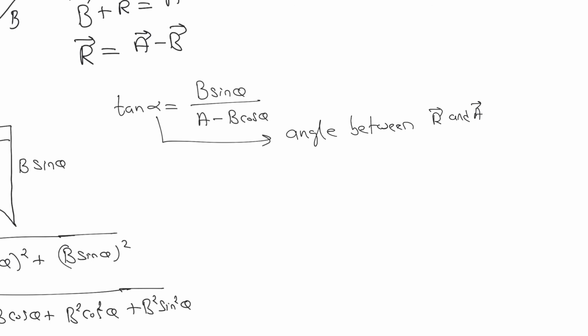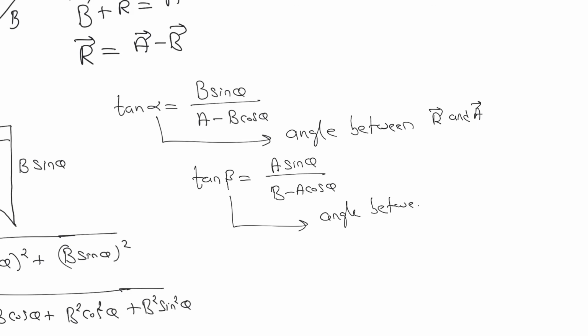Same as that, if you'd like to find out the angle between the resultant vector and b vector, let's say I'm representing it by beta, we can write, instead of b we write a, so tan beta is going to be a sin theta divided by b minus a cos theta. This will give the value of the angle between r vector and b vector.